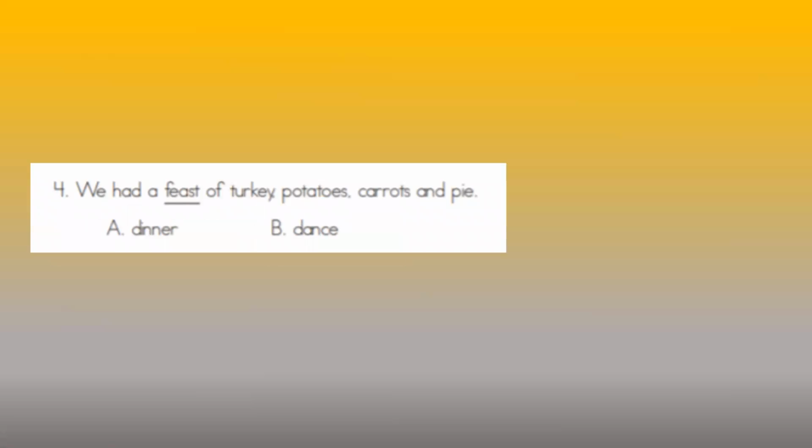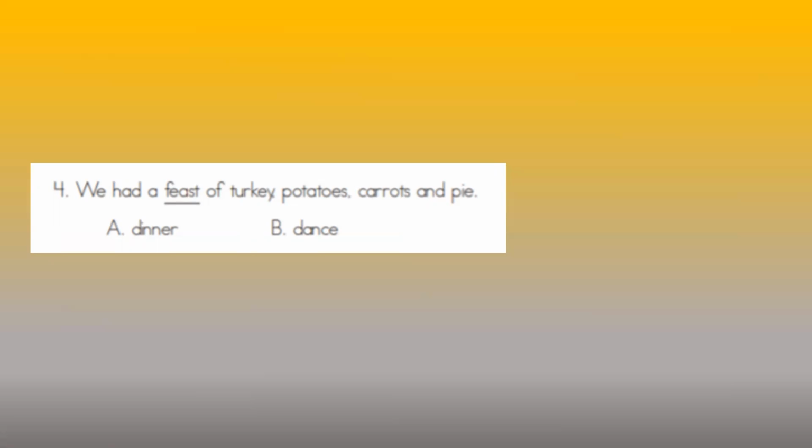Number 4, we had a feast of turkey, potatoes, carrots, and pie. The underlined word feast is our unknown word. Which word would fit in its place? Dinner or dance? Let's try it with A, dinner. We had a feast of turkey, potatoes, carrots, and pie. We had a dinner of turkey, potatoes, carrots, and pie. That makes sense. Let's check all of our answer choices.